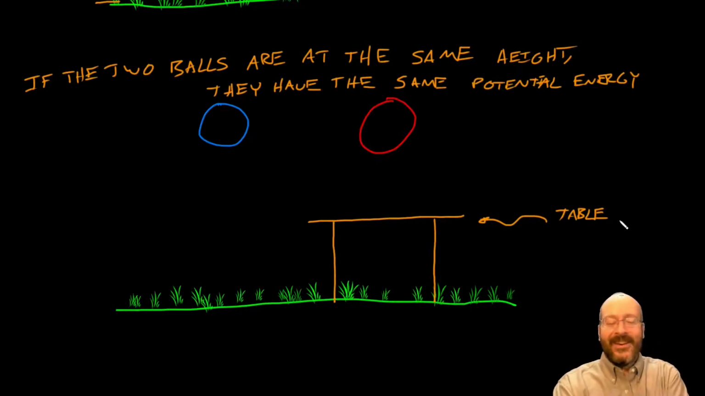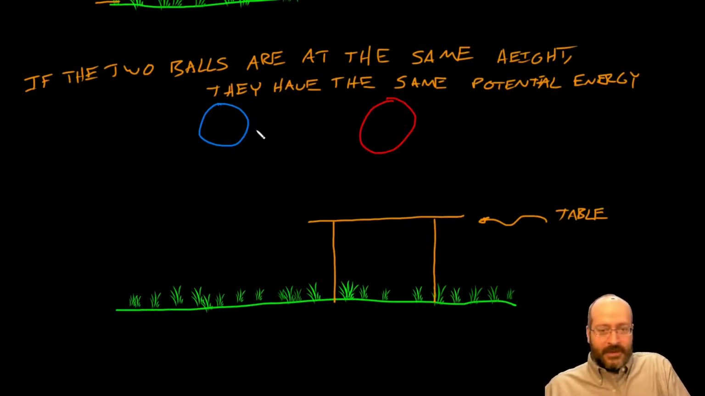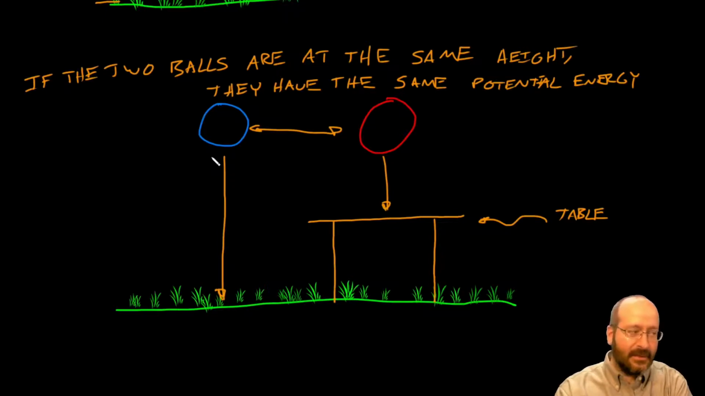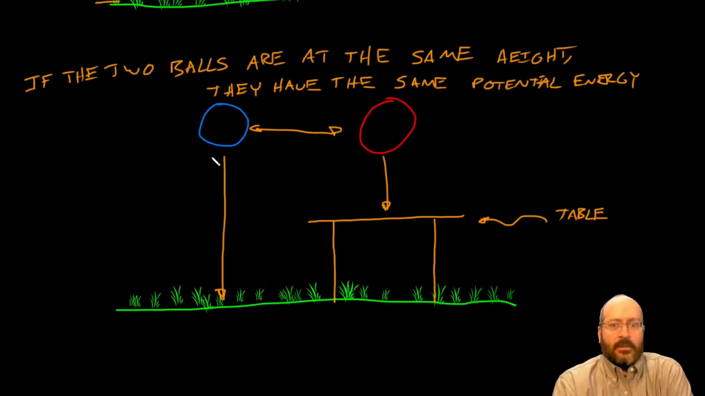Now which one has more potential energy? They're level with each other, but the blue ball has more distance to drop. So we have to consider how far that one's going to drop, and how far that one's going to drop. In this case, the blue object has more potential energy, and it all comes down to what we're using as a reference. What do we call 0? How far is it going to fall?